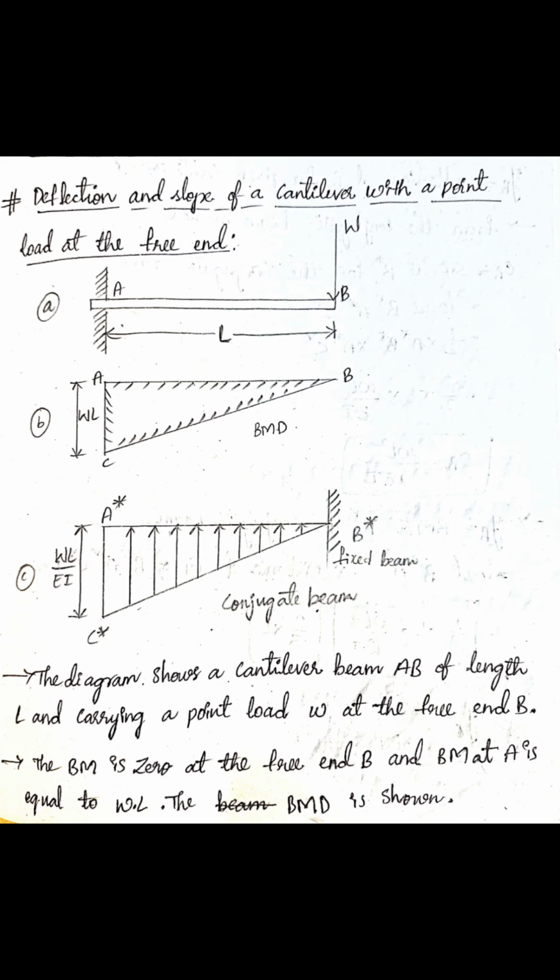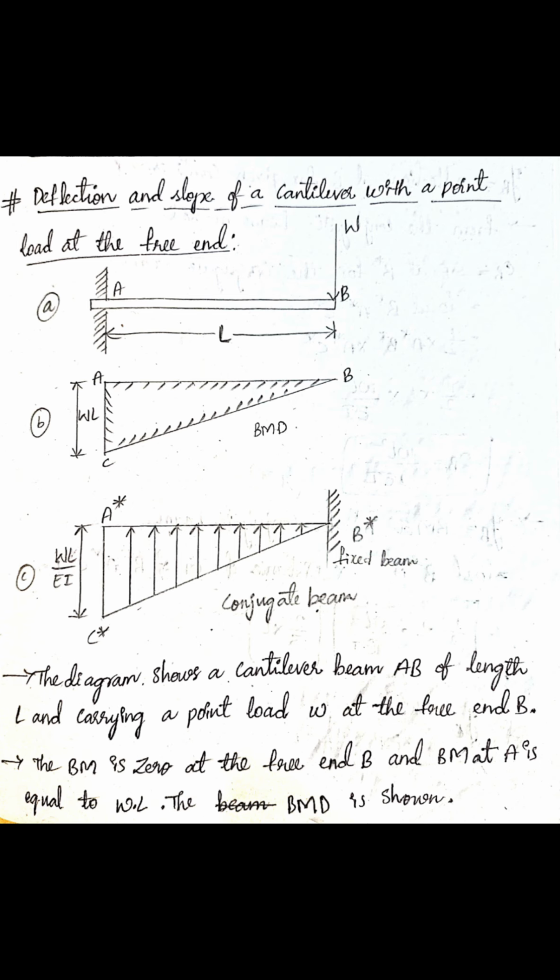Let us discuss the other case, deflection and slope of a cantilever with a point load at the free end. Here is a cantilever beam with point load W at the free end. AB length is L. So the bending moment diagram is WL, as you can see here. In the conjugate beam, as there is only one span, only one I value is there. Therefore the M/EI diagram and bending moment diagram will have the same shape, but the load will become WL/EI.